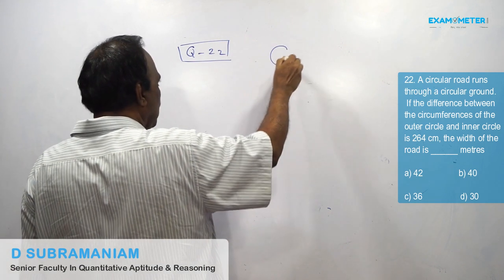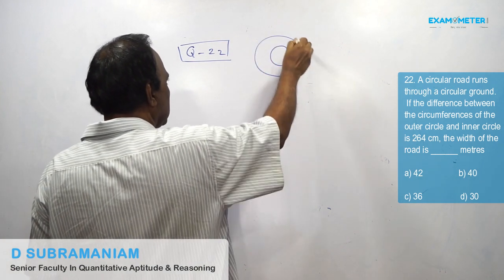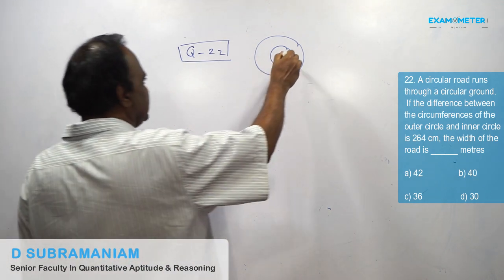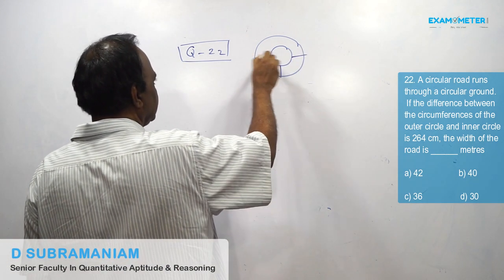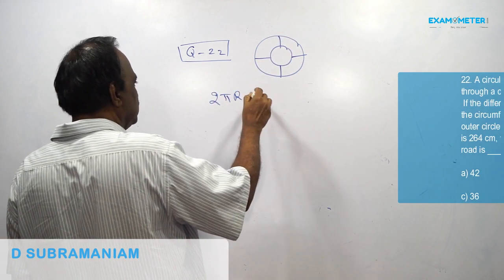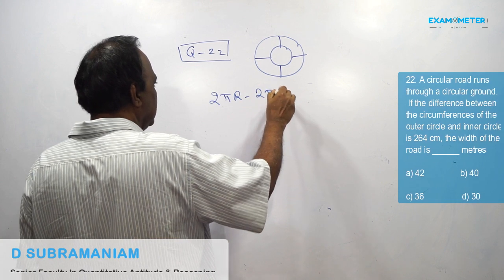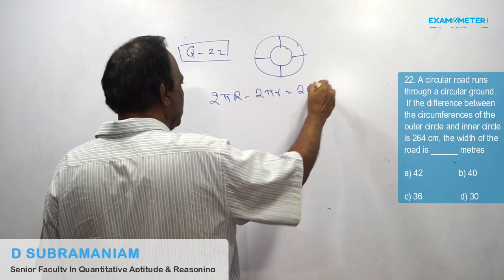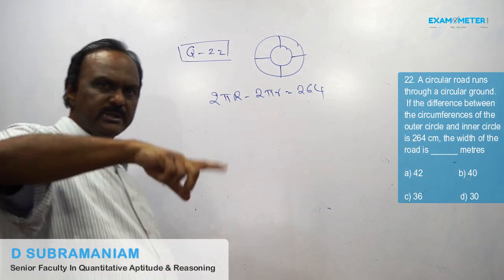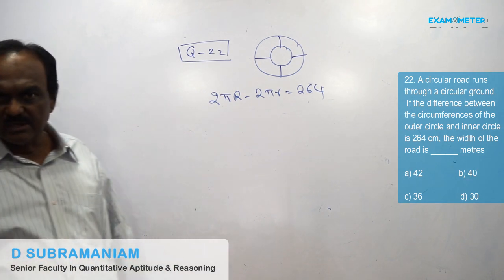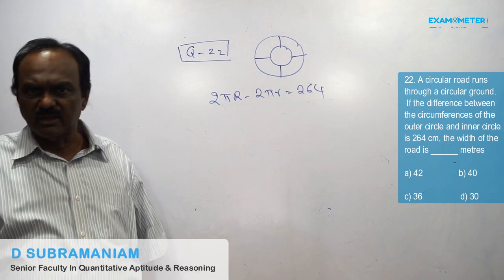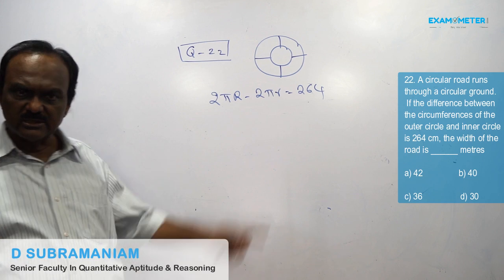A circular road runs through a circular ground. This is the width of the road. For the outer circle, you take capital R. For the inner circle, you take small r. The difference between the circumferences of the outer circle and inner circle is 264.